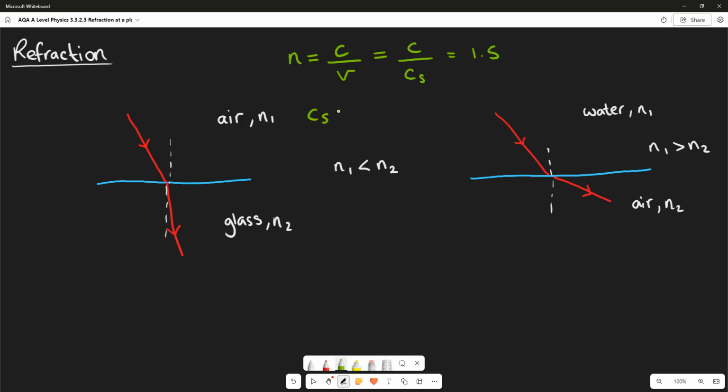So the speed of light in that material is the speed of light in a vacuum divided by 1.5, which is 3 times 10 to the 8 divided by 1.5, which gives us 2 times 10 to the 8 meters per second. So it's quite a dramatic reduction in speed from the one that we are used to.